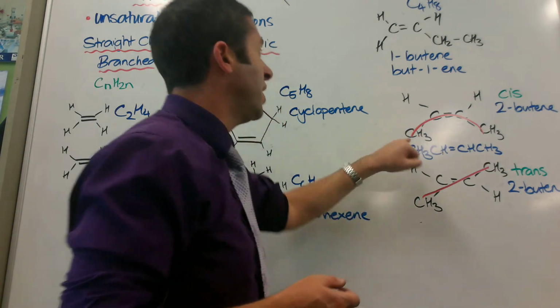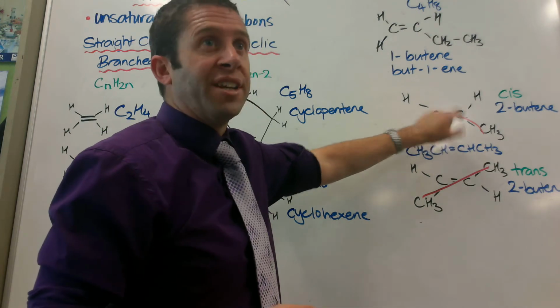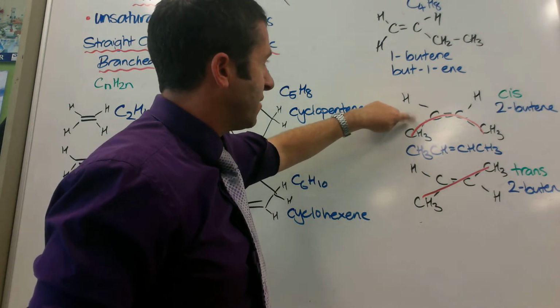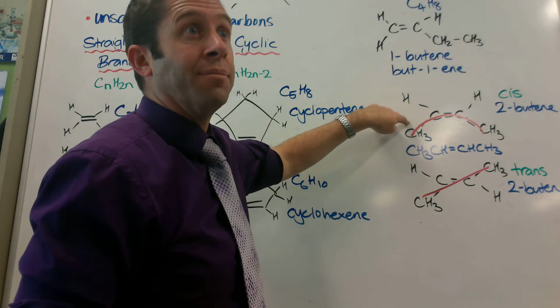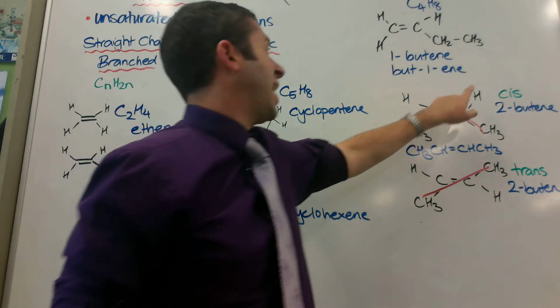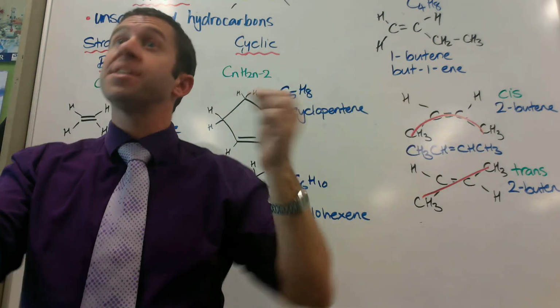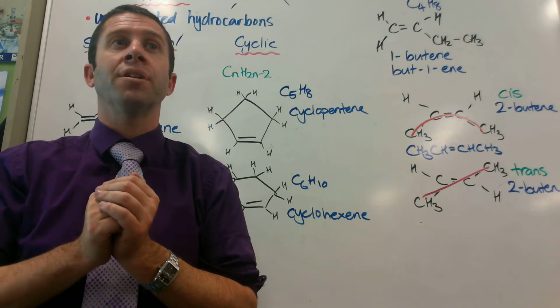For this to occur, there must be a double bond, of course. And for the carbons involved in that double bond, each carbon must have 2 different things bound to that carbon. So this carbon's got an H and a CH3. This one just happens to also have an H and CH3 bound to it. But the H and the CH3 are different things, so cis-trans isomerism can occur.